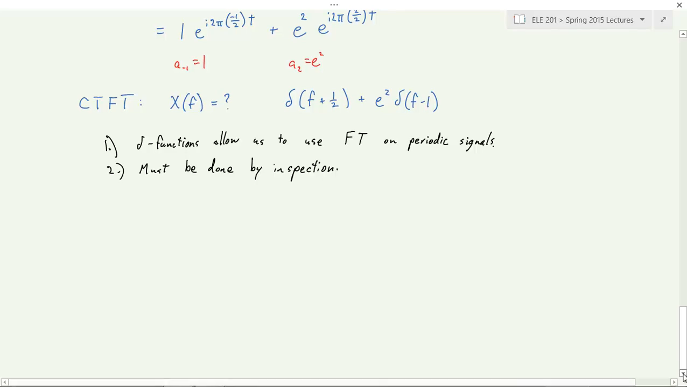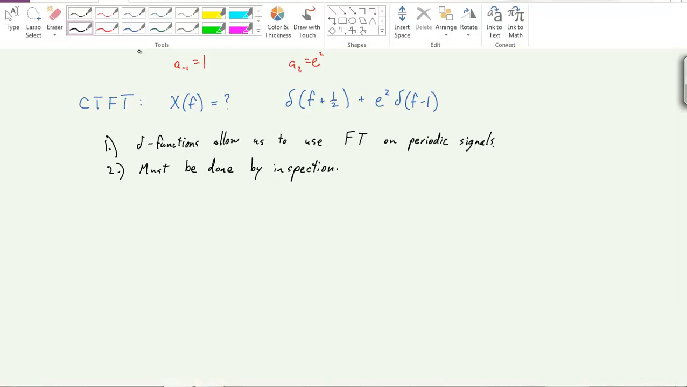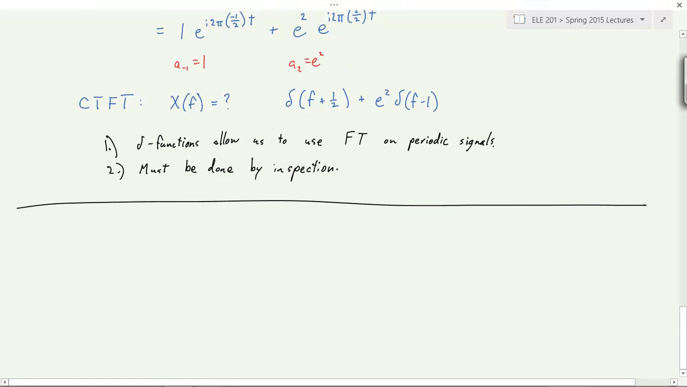Okay. So let me complete the case for why these are all special cases of the continuous time Fourier transform. All right. So first of all, let me show that you could represent discrete time signals as continuous time signals by use of the delta function.